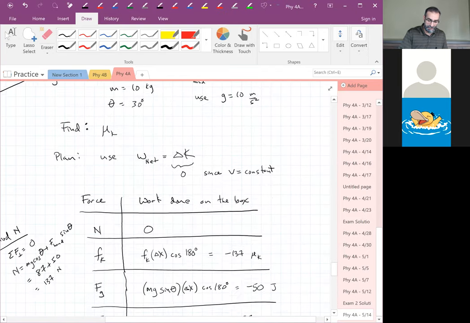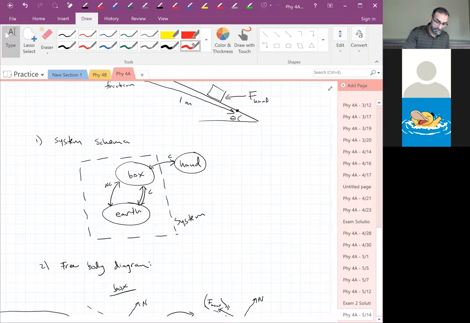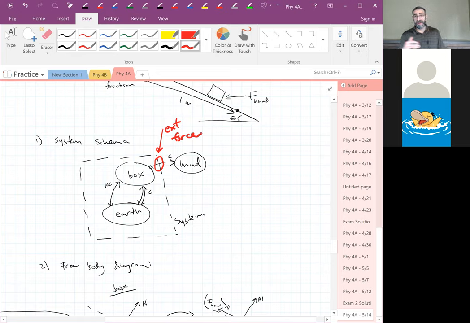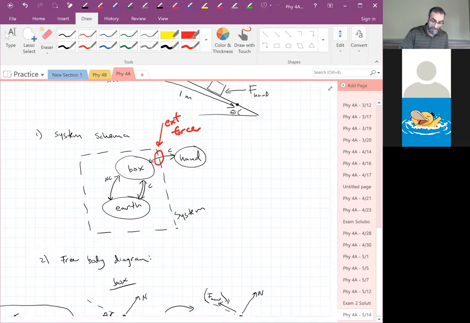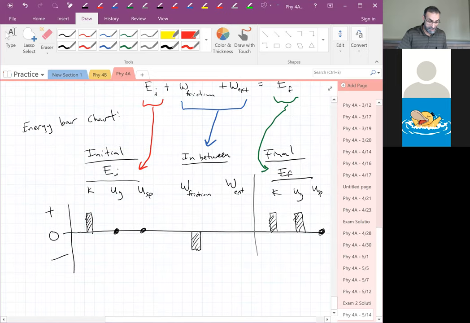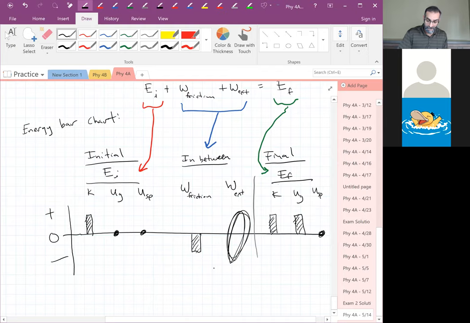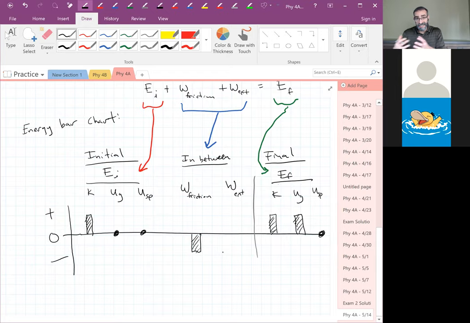So the only force I have reaching through my boundary here is this one. That's the only force that's crossing that boundary line. That's an external force reaching into my system. And so I've got the work done by that external force. So I'm going to have to put something here. What's it going to be, positive or negative? In this case, it's positive. The hand is pushing the box in the same direction it's moving. It's doing positive work on the box. It's adding energy to the system. We could have had the hand pushing down if the box was moving up, slowing it down, doing negative work on it. But we have the hand pushing it up the incline.